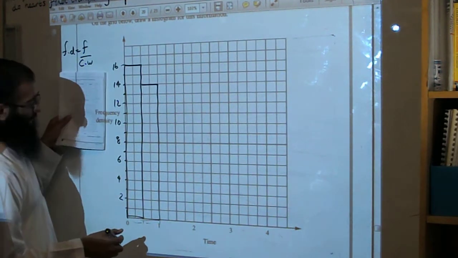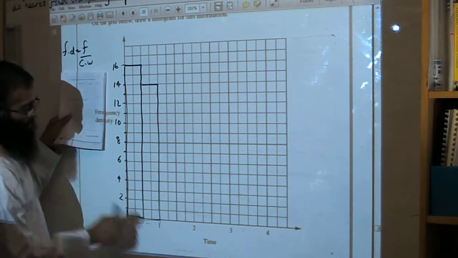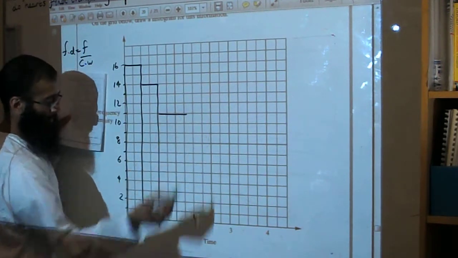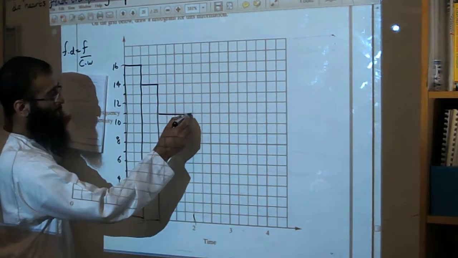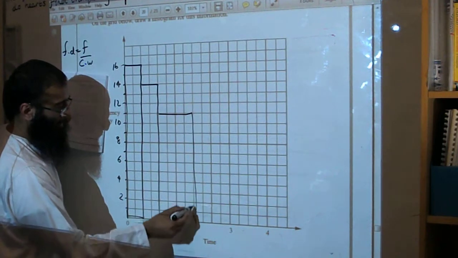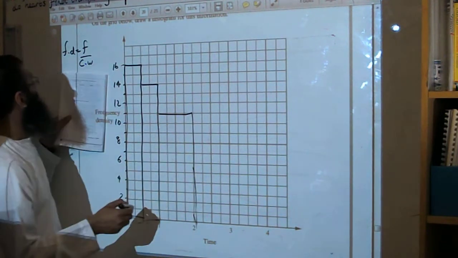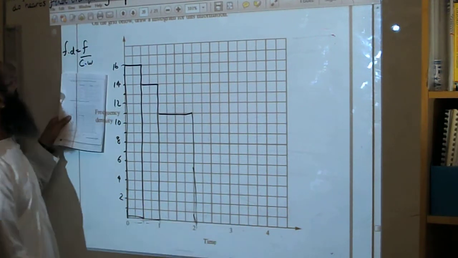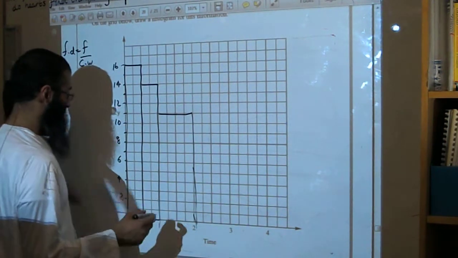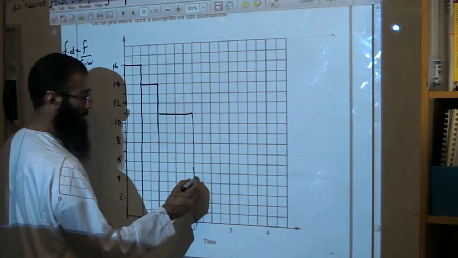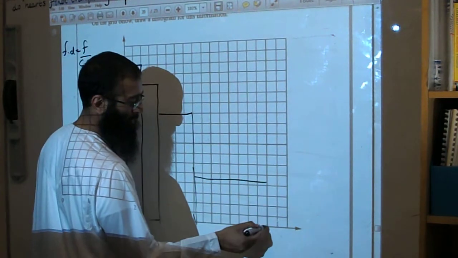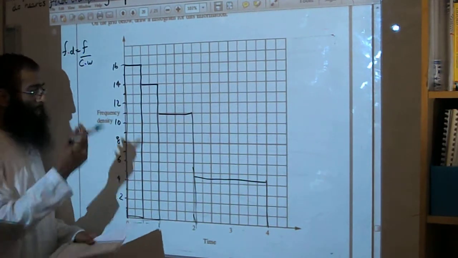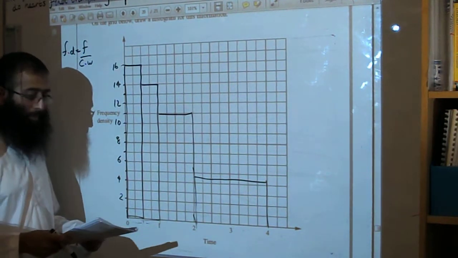The next one is 11, which is between 1 and 2. Between 1 and 2 is 11. And the next one between 2 and 4, that one has a height of 4.5. You don't need to shade them in, but that one's done.